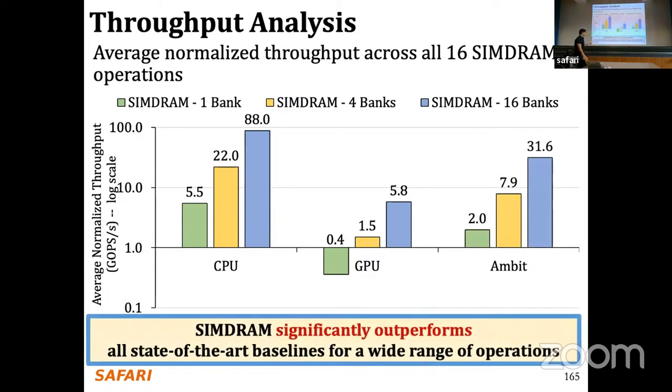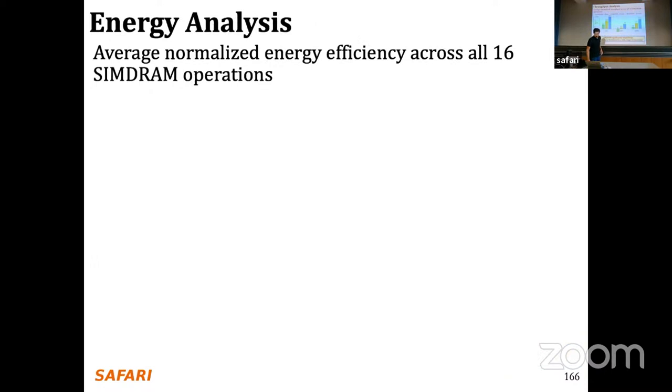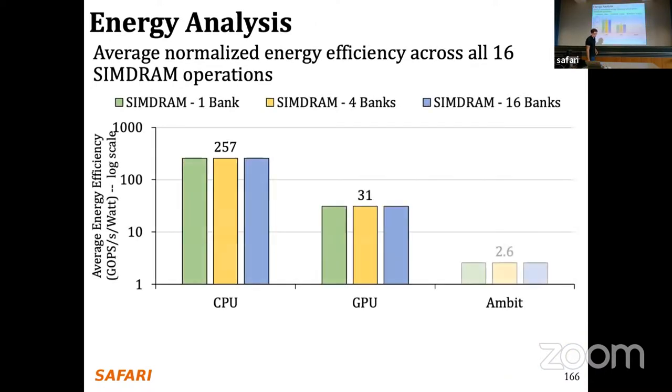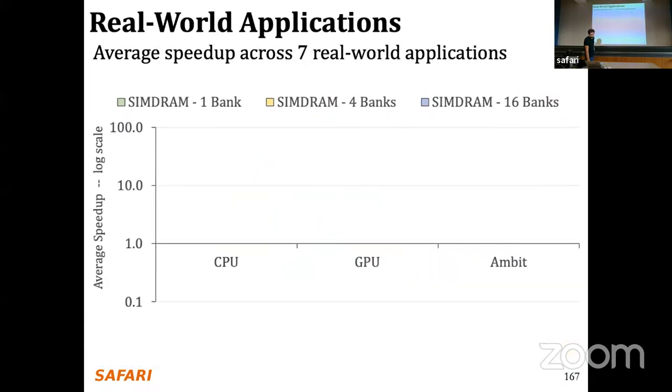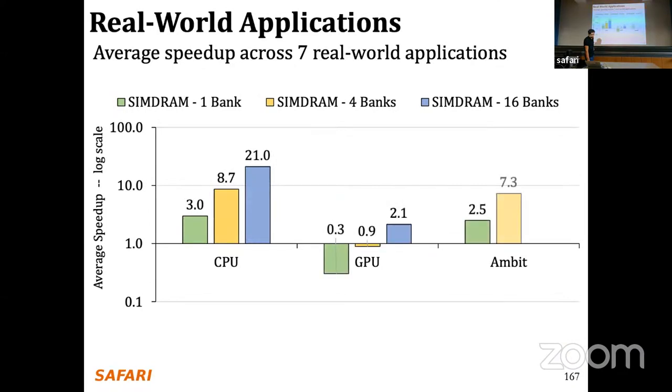So SIMDRAM significantly outperforms the state-of-the-art baselines. And in terms of energy, it looks more or less like the same: amazing energy savings compared to CPU, quite good compared to GPU, and also good compared to Ambit. So SIMDRAM is more energy efficient than the baselines. And these are results for the 7 real-world applications. Observe that there are also some interesting speedups. It's a logarithmic scale, as you see.